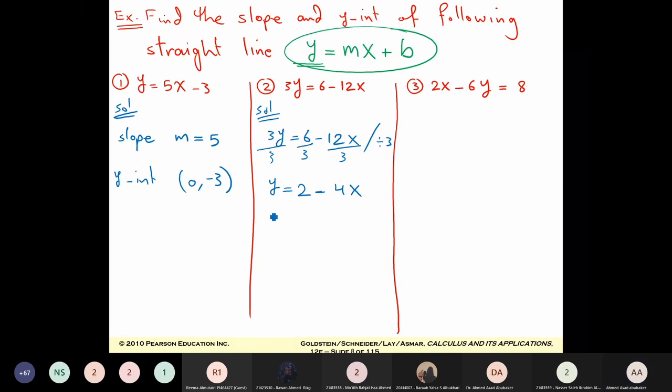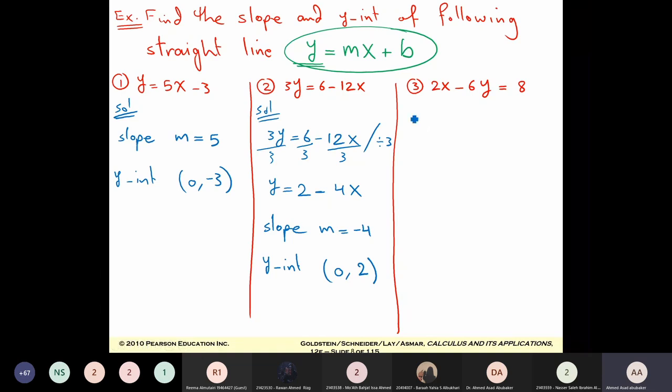So we can now find the slope from the equation. The slope m equal negative 4, and the y-intercept equal (0, 2). Okay.